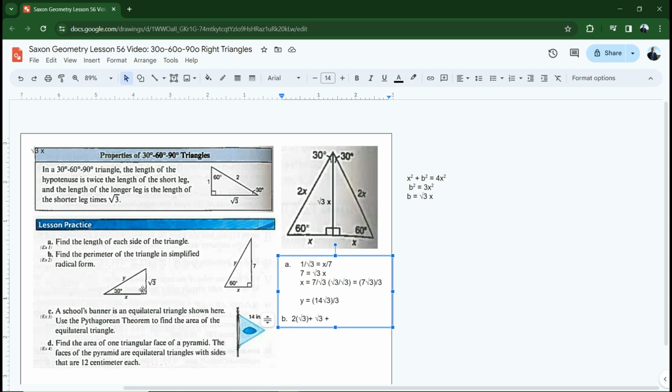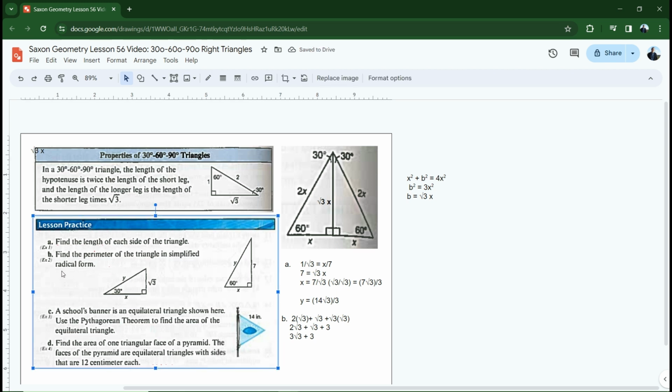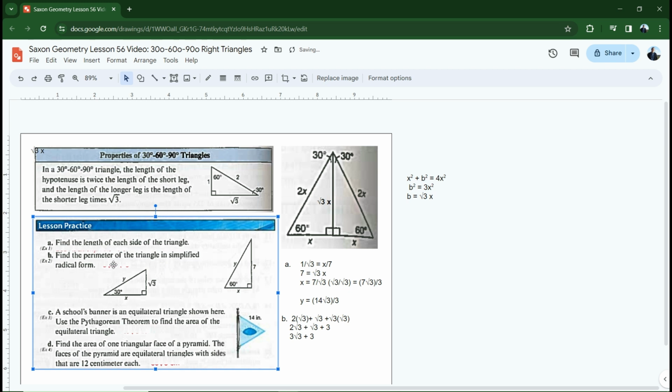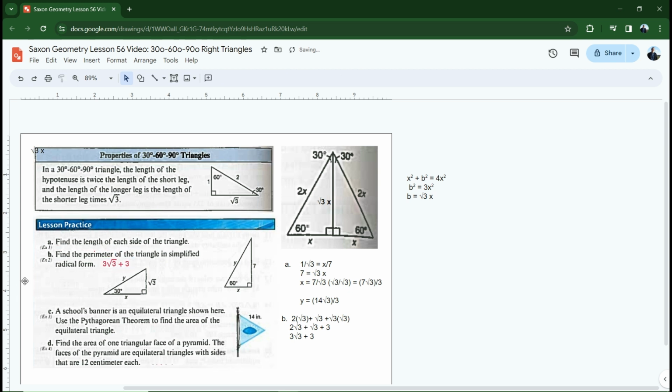Well, the short side is the square root of 3, so the square root of 3 times the square root of 3 is just 3. So this is going to be 2 square root of 3 plus the square root of 3 plus 3. And now I can add these together. 2 square root of 3 plus the square root of 3 is 2 times whatever the square root of 3 is plus another one of the square root of 3, which is going to be 3 square roots of 3 plus 3. And that's my answer for B. Let's just make sure we got this right. 3 times the square root of 3 plus 3.